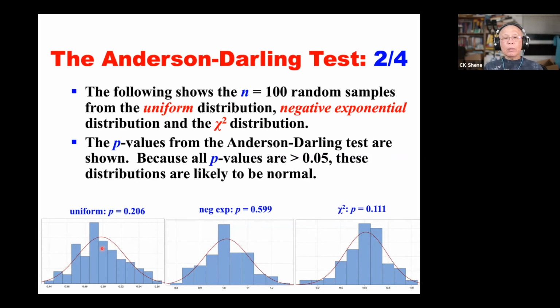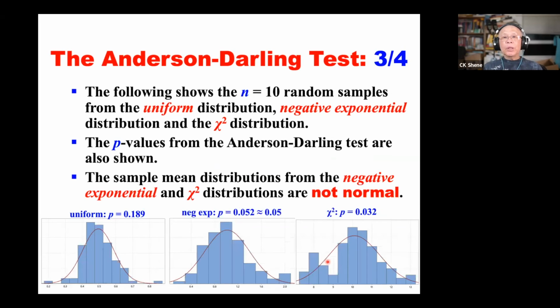Now look at this one is from uniform, this one's from negative exponential, this one is from chi-square. As you can see, the p-value calculated from the uniform distribution is larger than 0.05. This one is also larger than 0.05, and the chi-square set is also larger than 0.05. Therefore, we cannot say these three sample means are not normally distributed.